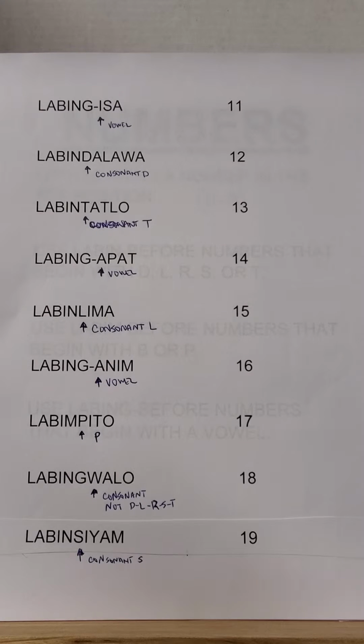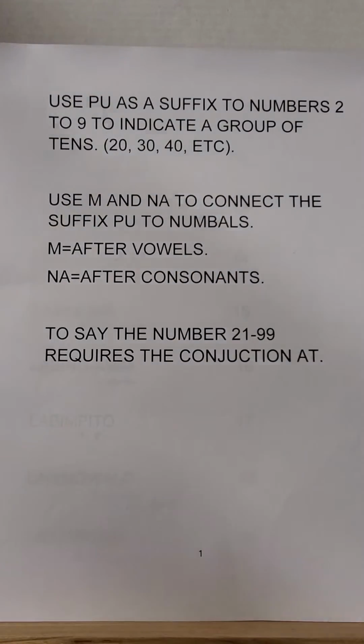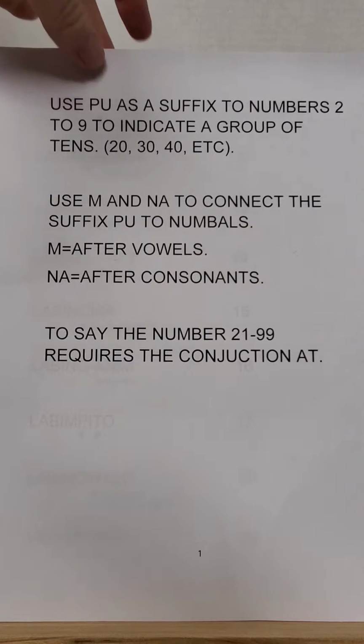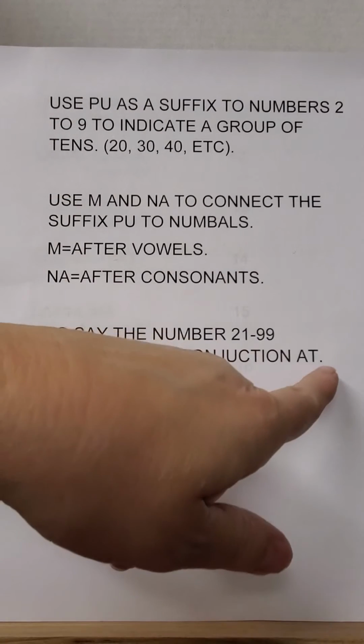Now, for those like 20, 30, 40, 50, and so forth, you have to put a pu in there. So it would be a suffix to the numbers 2 through 9 to indicate those tens. And then the M and the na and so on and so forth. So that requires all these things, plus at means and.